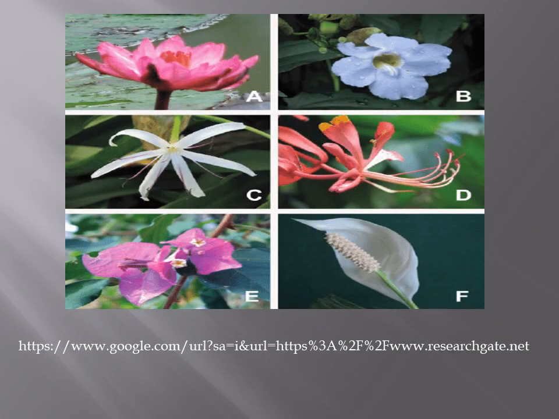In this image you can see the petaloids of different flowers. For example, the E is the petaloid of the begonia flower. So these are the petaloids that are not green in color but are of various colors. I have also mentioned the link from where I have taken these pictures.